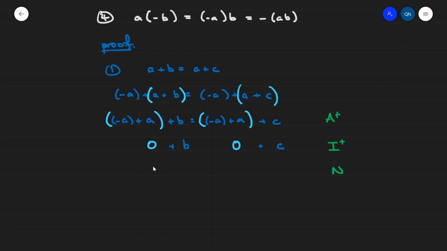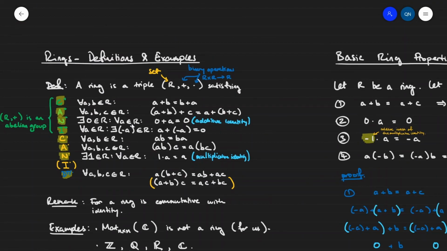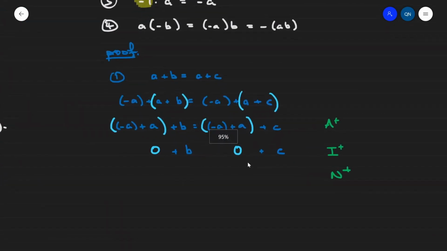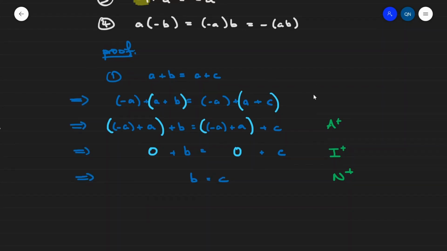Okay, now we can use that neutral element axiom. So what was it? If you have any element A in your ring, then 0 plus A is equal to A. So this is what we can apply here. So therefore, we have B is equal to just C. So that proves this first property here.